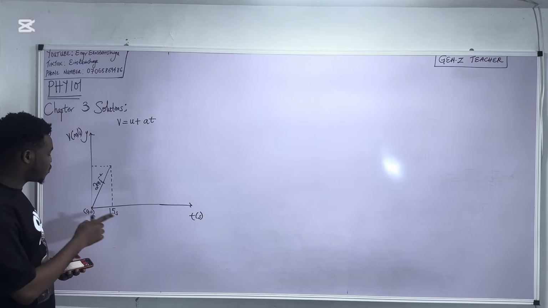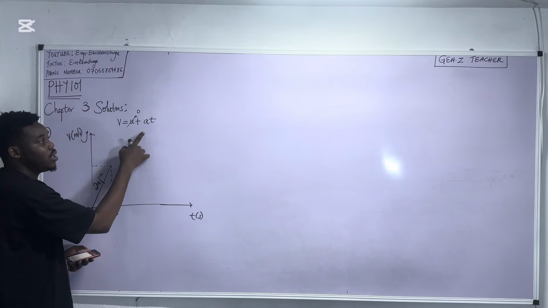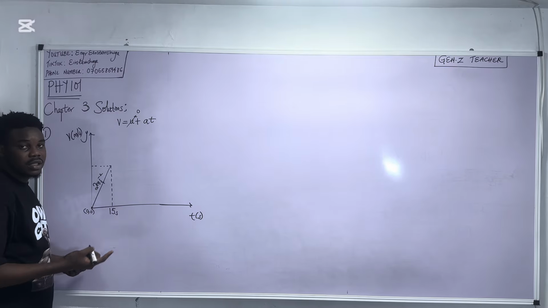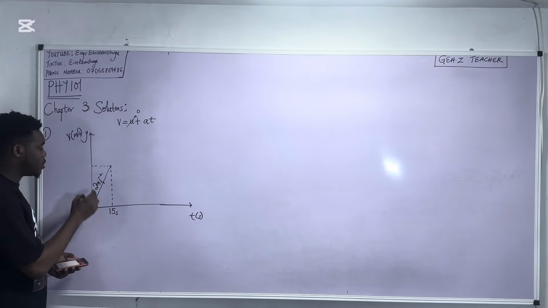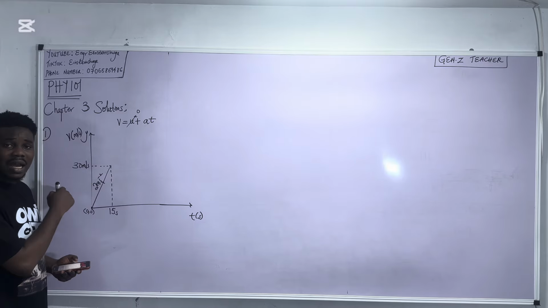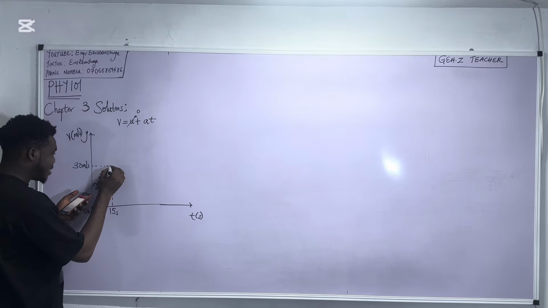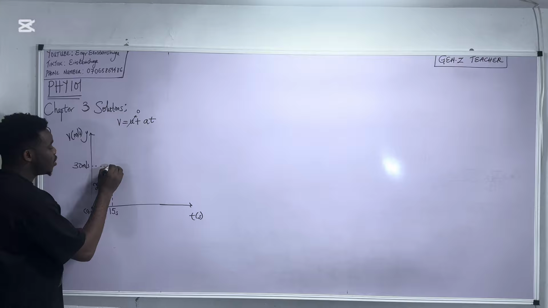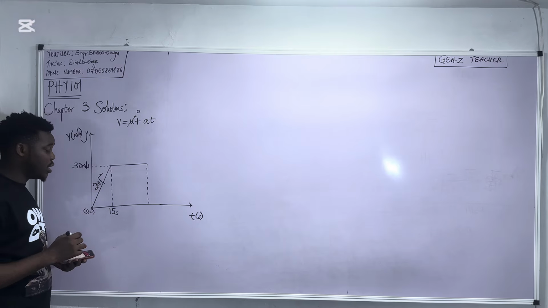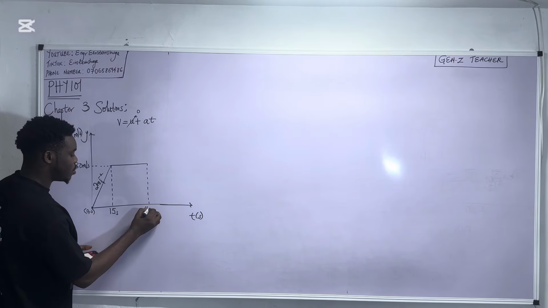Recall that the car starts from rest, meaning u equals 0. So if u is equal to 0, it means v equals at. So a is 2 and t is 15. Therefore v equals 2 times 15, which gives us 30. So we have 30 meters per second as the velocity. Now it said it continues at a steady speed, meaning it maintains 30 for a further 25 seconds, meaning 15 plus 25 should now be equal to 40 seconds.